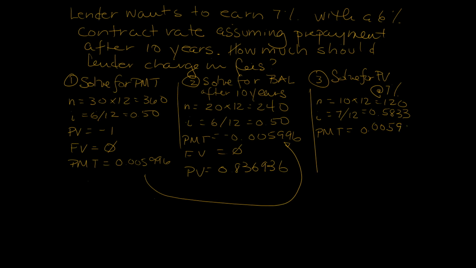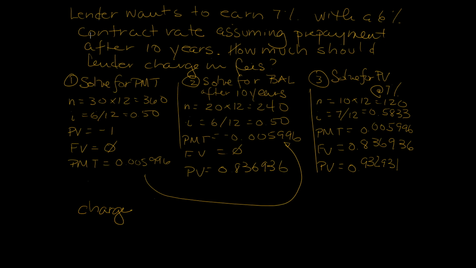Then step 3 is to solve for the present value at 7%. N is equal to 10 times 12 or 120. The interest rate is 7 divided by 12 or 0.5833. The payment is still 0.005996. And the future value is what we solved for, the 0.836857.